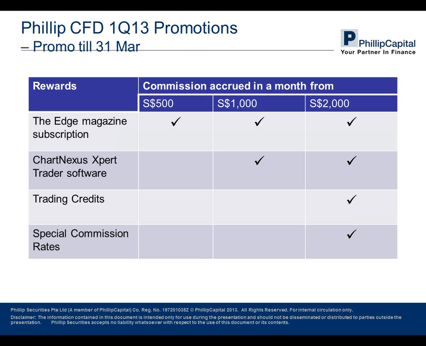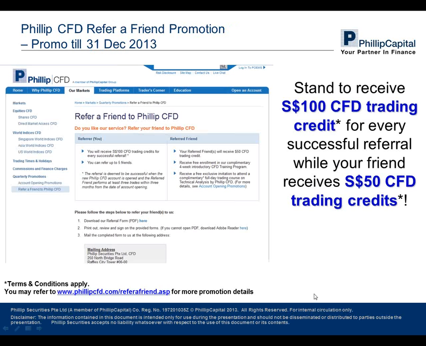For our existing customers, if you qualify for our frequent traders program, which means that in a month, commission accrued is $500, you get the edge. At 1,000, you get the edge and ChartNexus Expert Trader. If you accrue 2,000 in commission in a month, you get the edge, ChartNexus Expert Trader, trading credits, as well as special commission rates for the following quarter.